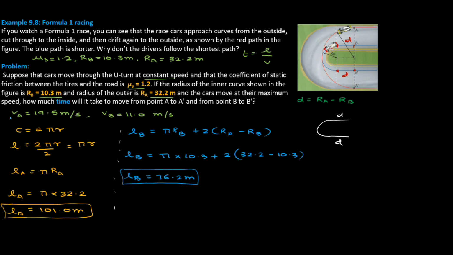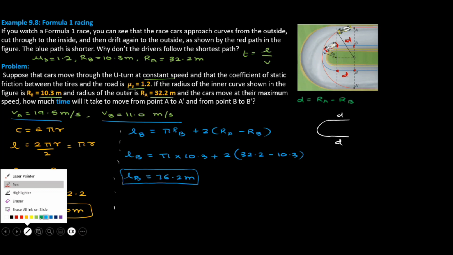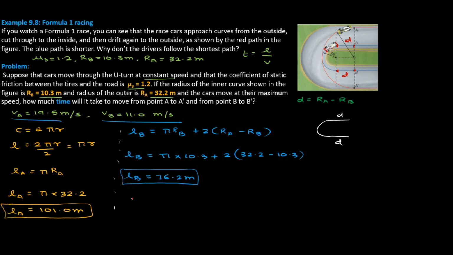Now, once I have the velocity values as well as the path lengths, I can calculate the time taken for the red path and the blue path. We find the time by just dividing the distance by the speed. So the time for the red path will be the length along the red path, LA, divided by its speed, VA. LA is 101.0 and the speed is 19.5. When you solve this, you get the time taken along the red path to be 5.20 seconds.